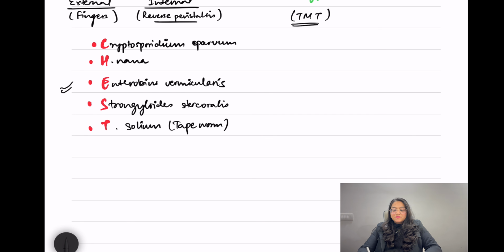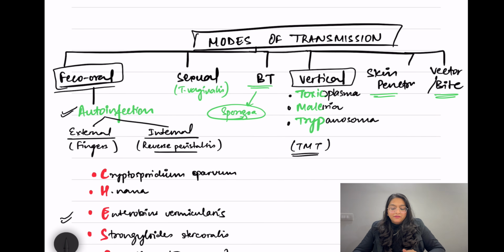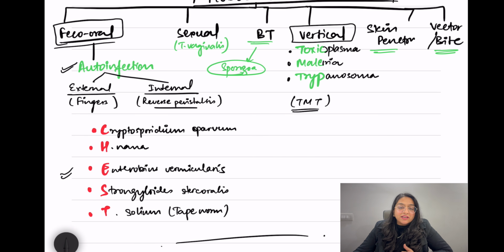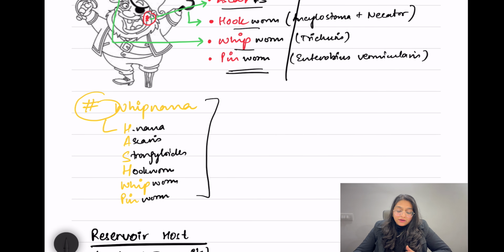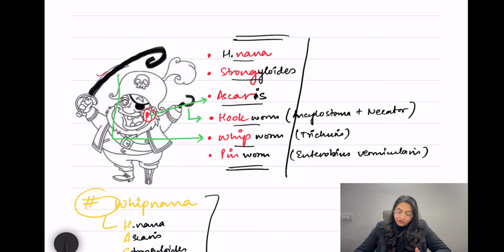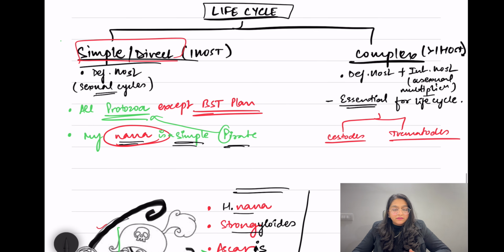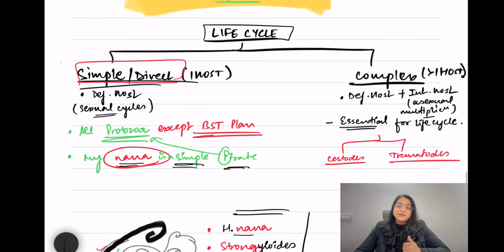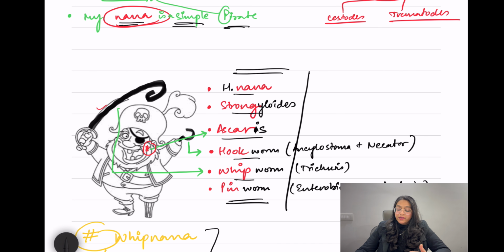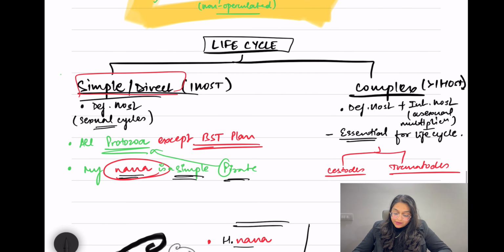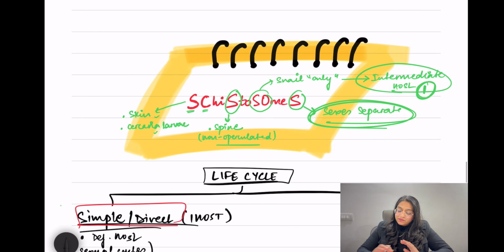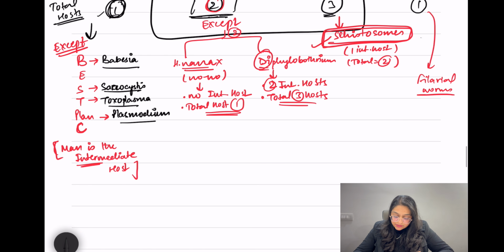Okay. So this sums up our lecture. We have seen modes of infection: auto-infection, mnemonic is CHEST; vertical transmission, mnemonic is TMT, toxic male trip. We have seen simple hosts, whip and nana, or whip nana, hashtag whip nana. You can remember the pirate with a scar, with a hook, with a whip, with a pin. And then we can remember the schistosomes, very many exceptions.